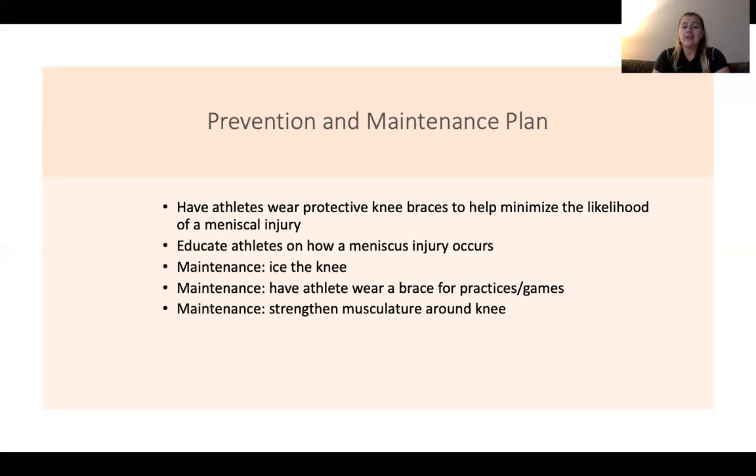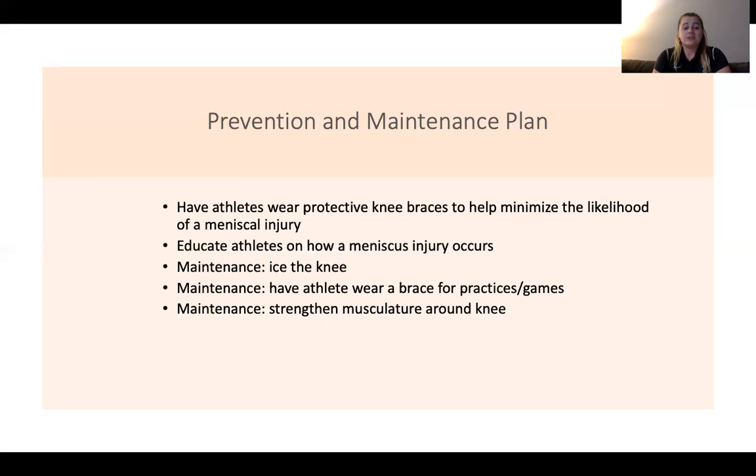Also, educate athletes on how the injury occurs. If they know how a meniscus tear happens, they could be more self-conscious about their movements and about how their body is rotating, contracting, all different kinds of muscles during practice and competition.